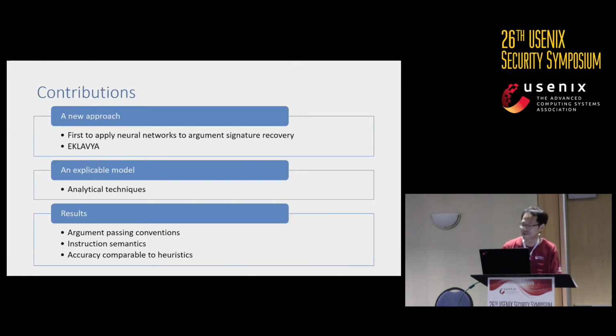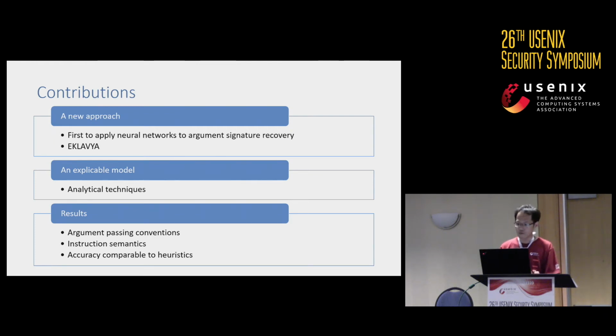So in this work, we show that this is indeed possible. We are the first to apply neural networks to the problem of recovering function argument signatures. We designed and implemented our prototype called EKLAVYA, and showed how even by just using a simple RNN, we are able to produce results that are comparable to heuristic-based methods currently employed.